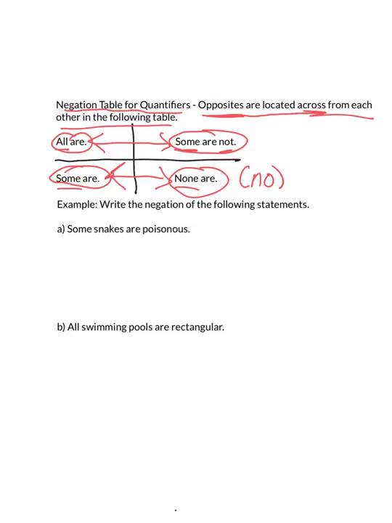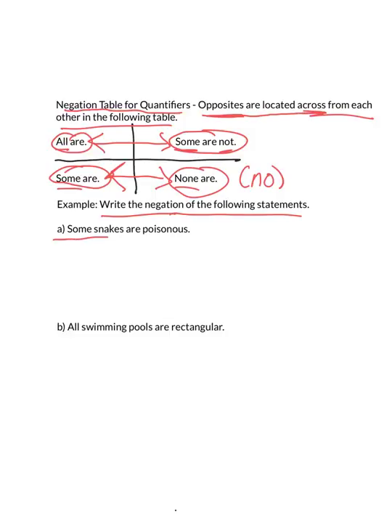There are multiple right answers for these types of questions. However, they're going to be presented to you in a multiple choice format on the homework, so they're going to expect you to be using this table to select the correct answer. Looking at an example, it says write the negation. Remember, negation means opposite, so the opposite of the following statements.